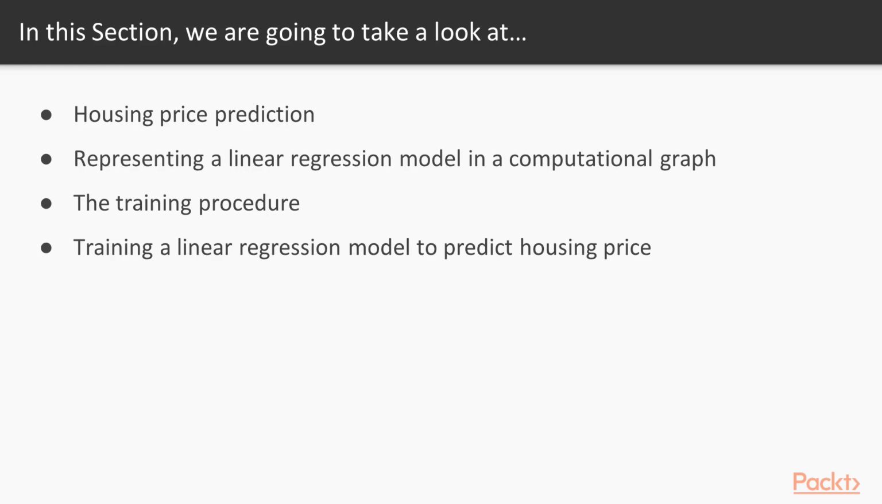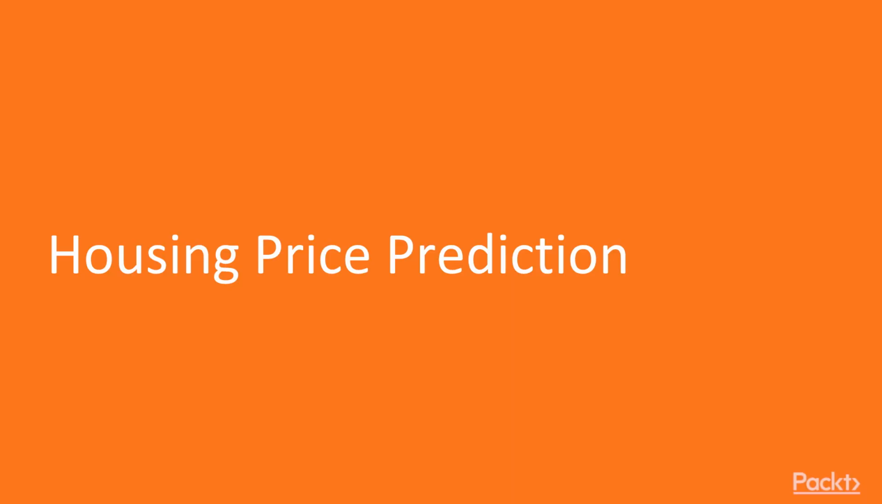In the second video, we are going to represent a linear regression model in a computational graph so that you can implement this in Caffe2. In the third video, we are going to introduce the training procedure. With that, you can start to use Caffe2 to learn the regression models. In the fourth video, we are going to demonstrate how to train the linear regression model to predict the housing price. First video, we are going to introduce the housing price prediction problem.